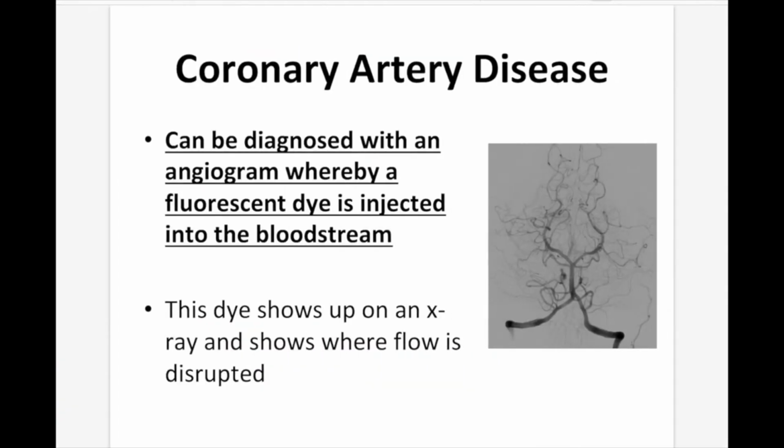Now, coronary artery disease can be diagnosed with an angiogram, whereby a fluorescent dye is injected into the bloodstream, and you can see it here. Now, this is an angiogram of a brain, but you can see the same idea. The fluorescent dye goes in, and you can see as it moves around the arteries inside that area. If an area is blocked, you can see where the dye doesn't actually get to. Now, this dye shows up on an X-ray and shows where blood flow is disrupted.